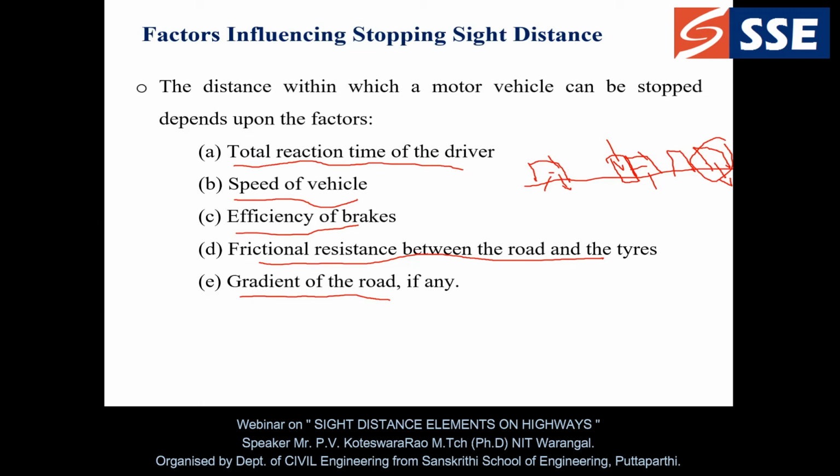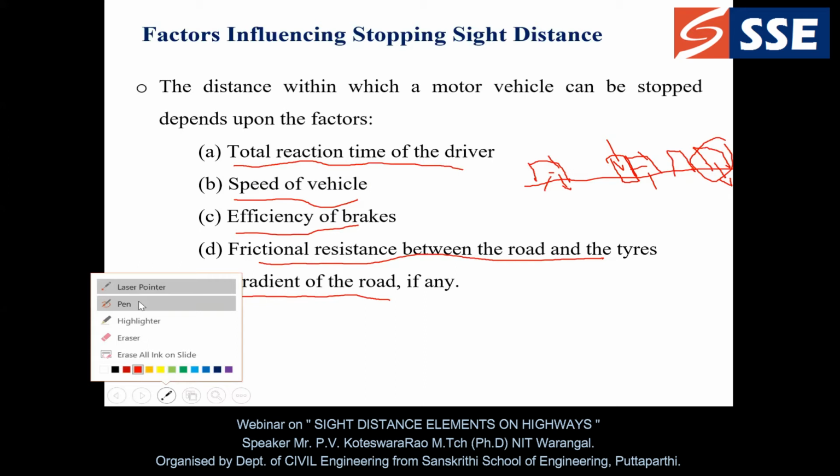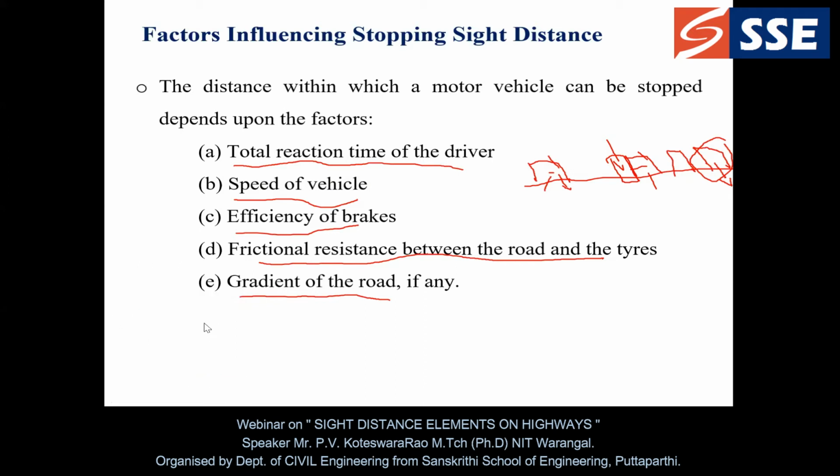Next one, what is the second one? It is speed of the vehicle, another important parameter. So here, if I am moving at a speed of 80 kilometers and another vehicle is moving at a speed of 40 kilometers, who can have the least possibility of the accident? 40 kmph vehicle or 80 kmph? In general, it is 40 kmph.